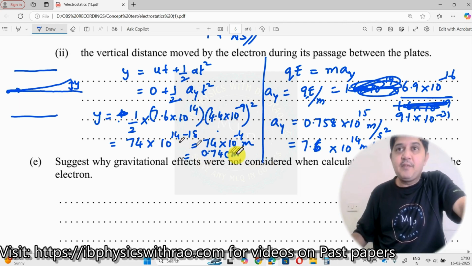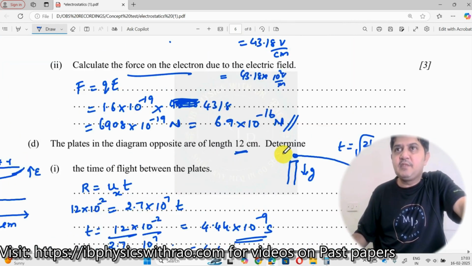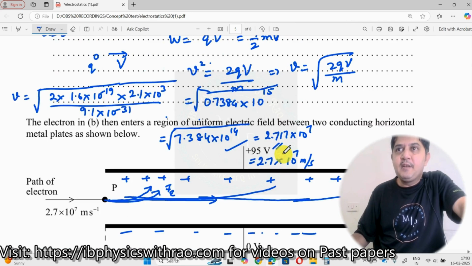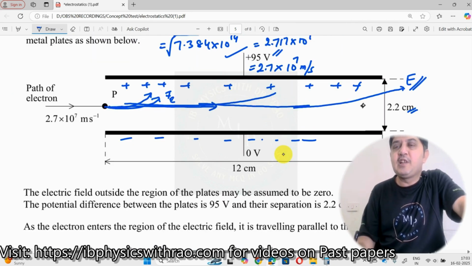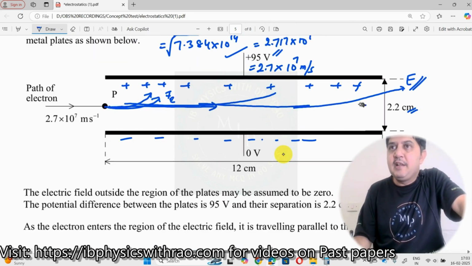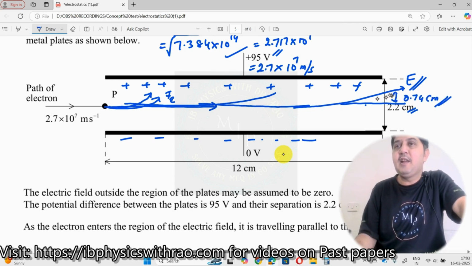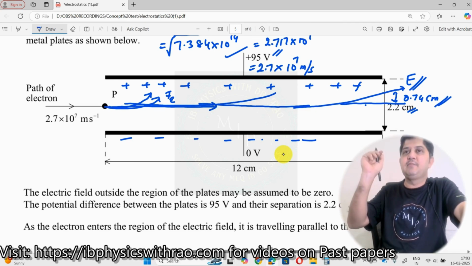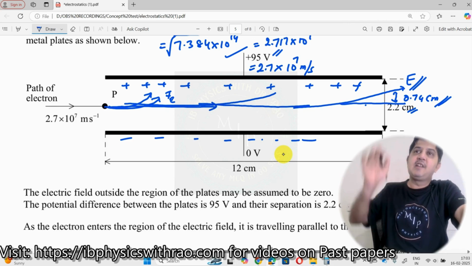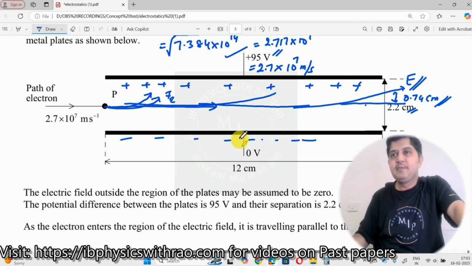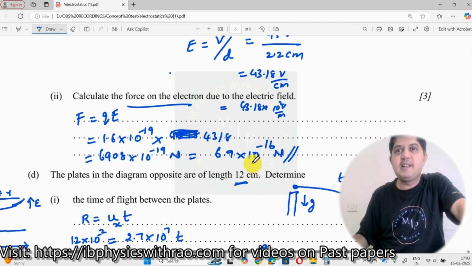Now, if you look at this, whether this is correct or not, what is the distance here? 2.2 centimeter. So, what does it move? It has moved by a distance equal to 0.74 centimeter. That means it has already escaped from the plate. It is not in the vicinity of the plate. It doesn't come to the plate, and it has already escaped. Now let us move on to the next question.